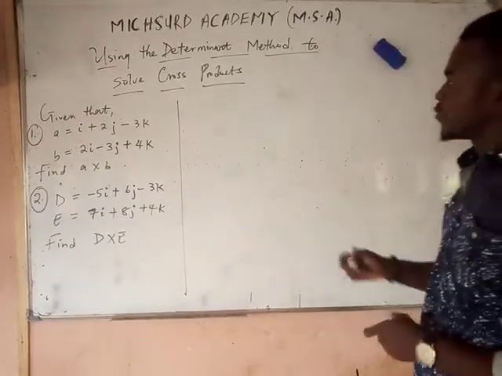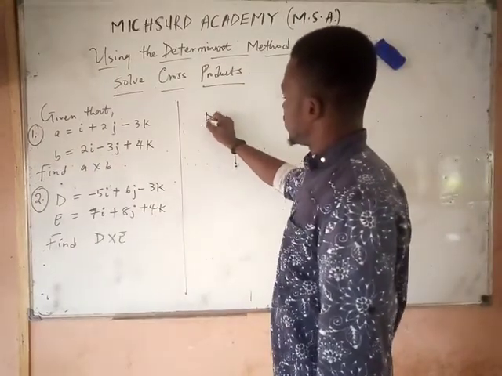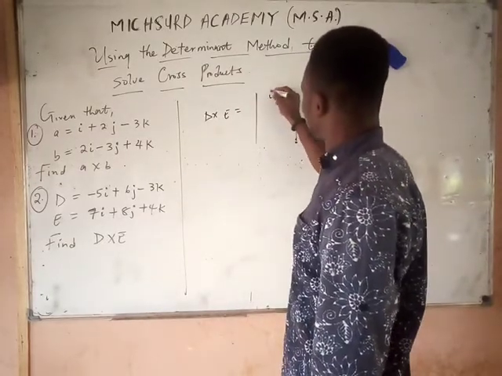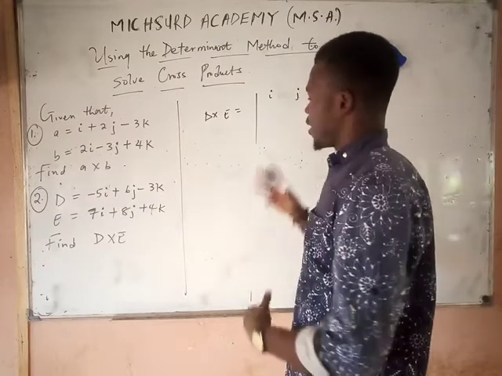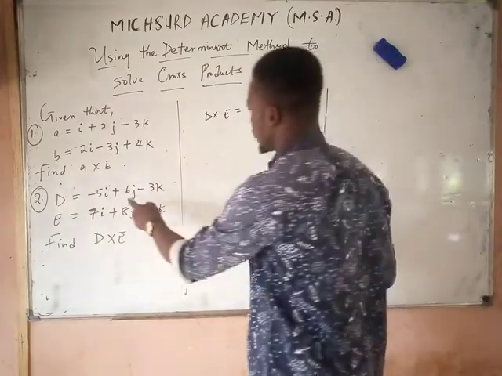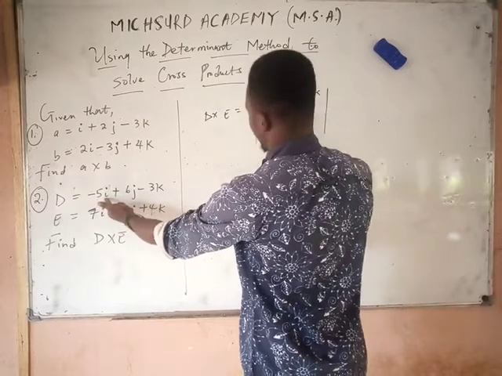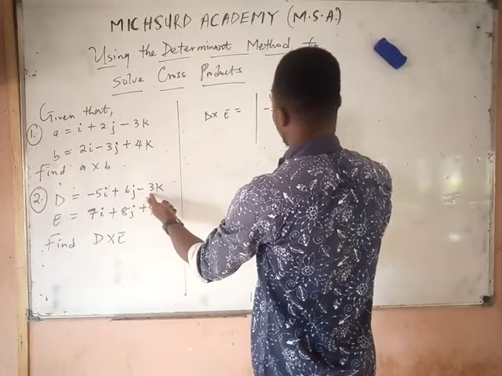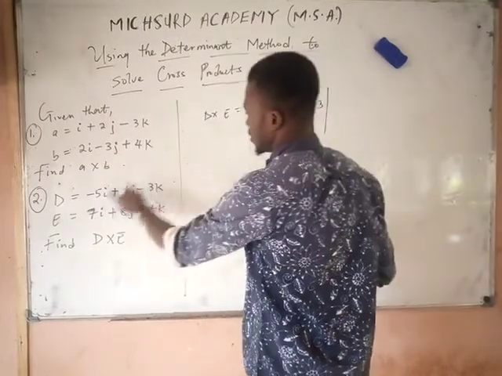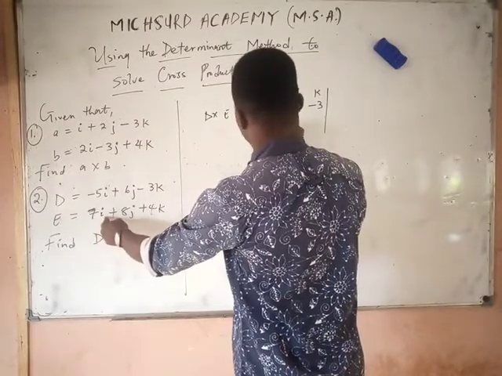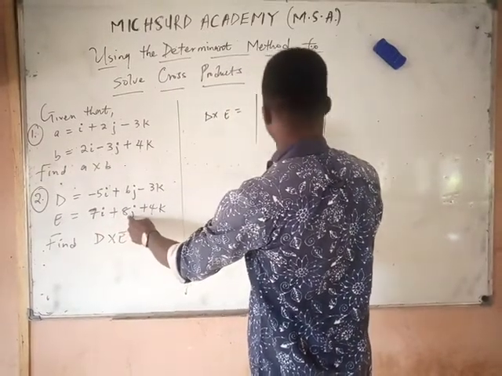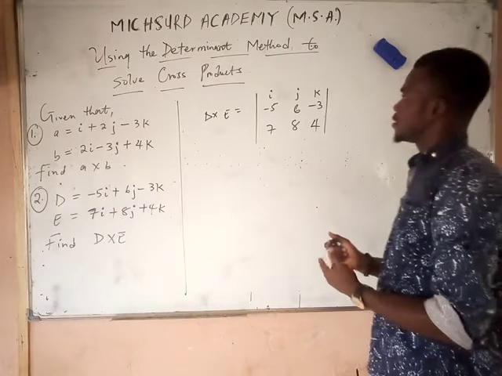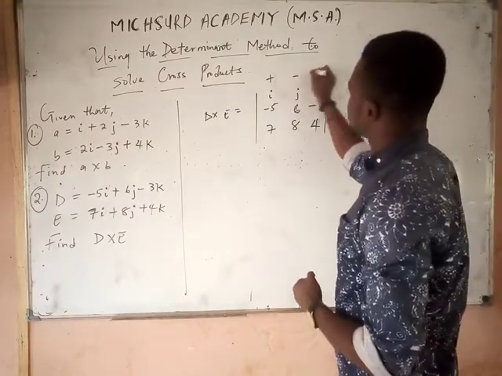Alright, so for the next one, we have that our D cross E will be equal to the determinant when we have i, j, and k, as we did before. So we are going to put the values with i as minus 5, that with j is 6, and that with k is minus 3. That is for your D. Then we go to E, we have that with i is 7, that with j is 8, and that with k is 4.